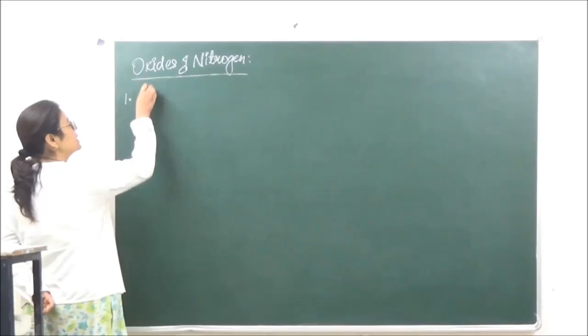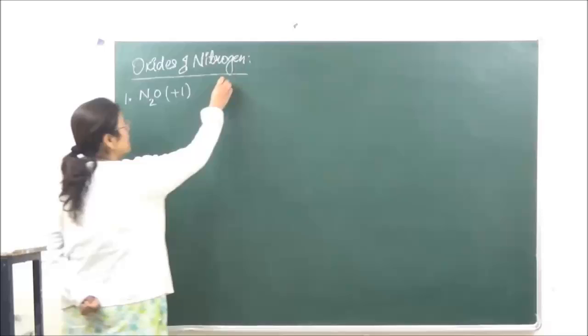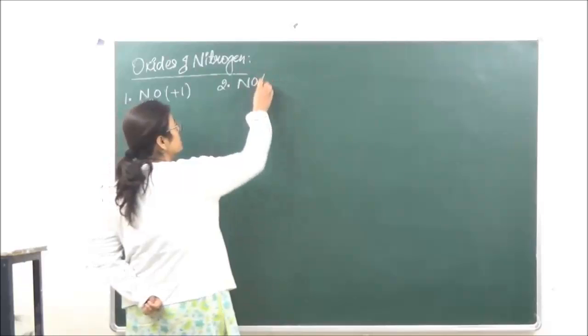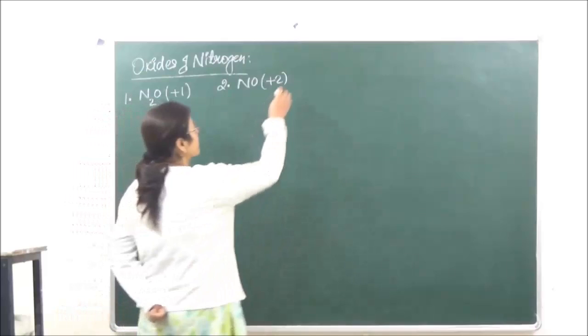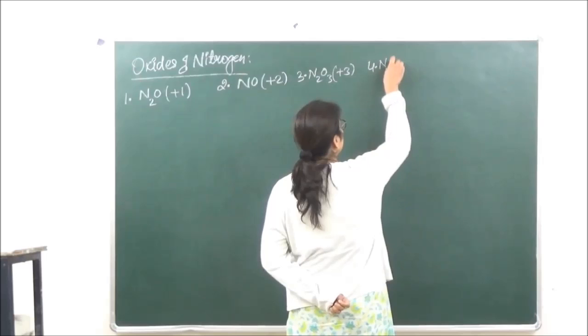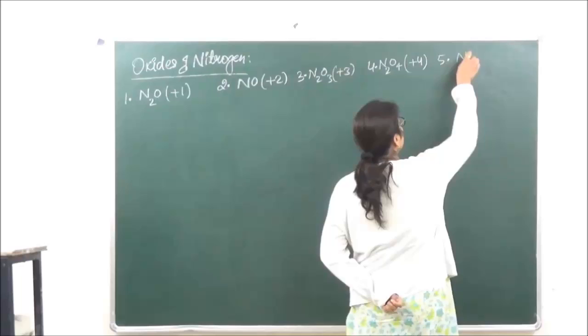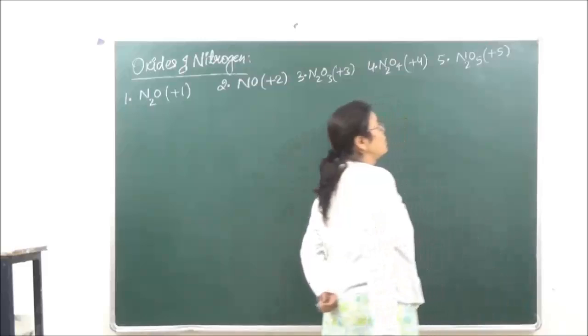The first one is nitrous oxide, with oxidation state of plus 1 in case of nitrogen. The second one we will discuss is nitric oxide, with oxidation state of plus 2. Then we have number 3, nitrogen trioxide with oxidation state of plus 3. Then number 4, nitrogen dioxide, which exists in the form of dimer. This is plus 4 oxidation state. And finally, nitrogen pentoxide with plus 5 oxidation state. Right? So let's discuss each of them one by one.